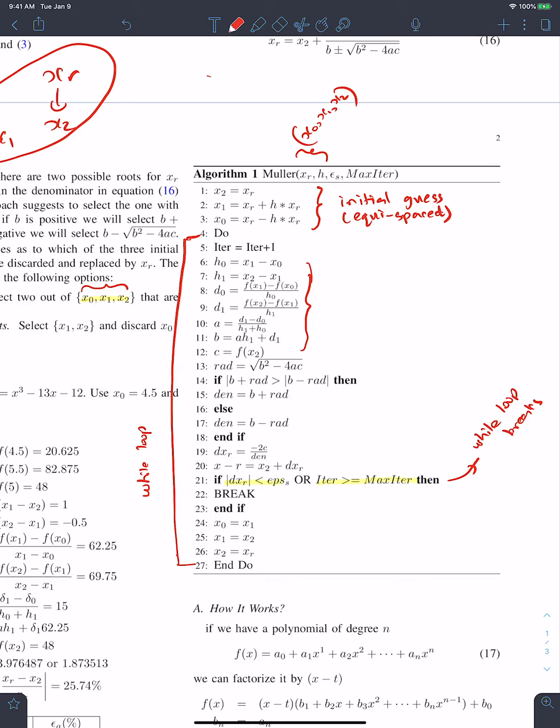Okay, one second. Where is the print root command? I have missed it. I will be back.